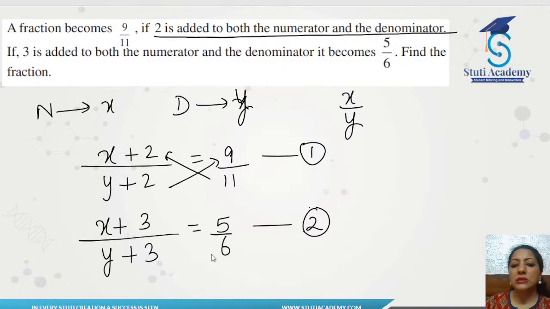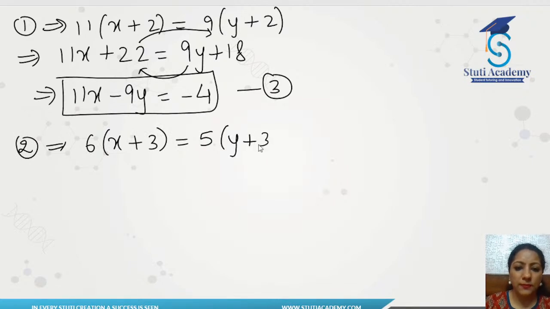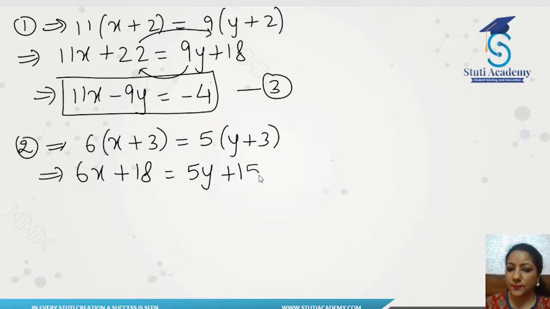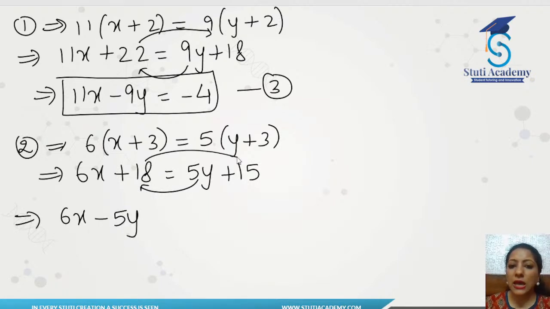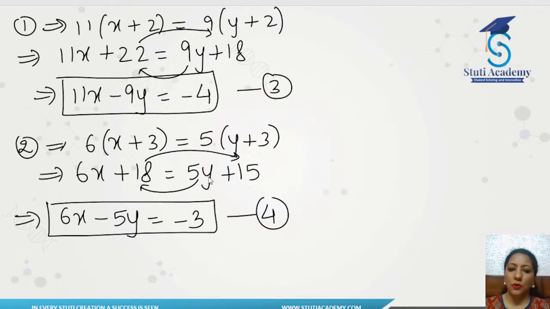In the same way, we will simplify this second equation. So we'll cross multiply here. We will get from the second equation 6 times (x plus 3) equal to 5 times (y plus 3). So we are going to now multiply this. 6x plus 18 is equal to 5y plus 15. 5y I'll take here. I'll get here 6x minus 5y. 18 I'm going to take here. I will get 15 minus 18. That is actually minus 3. So this is the fourth equation. So instead of the first and the second equation, I'm going to make use of the third and fourth now.